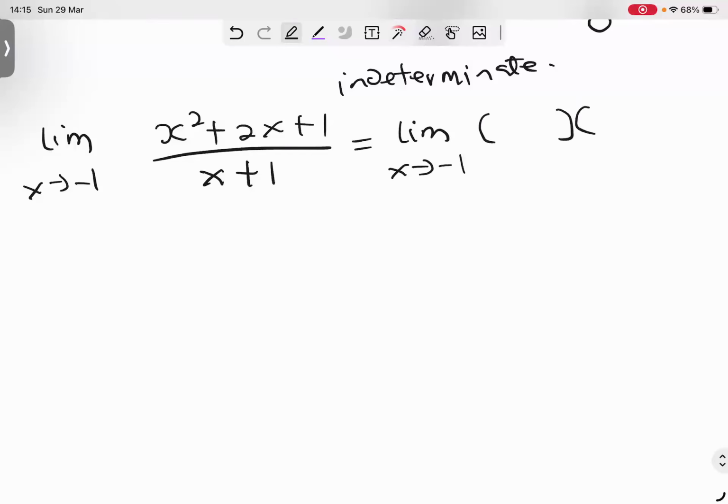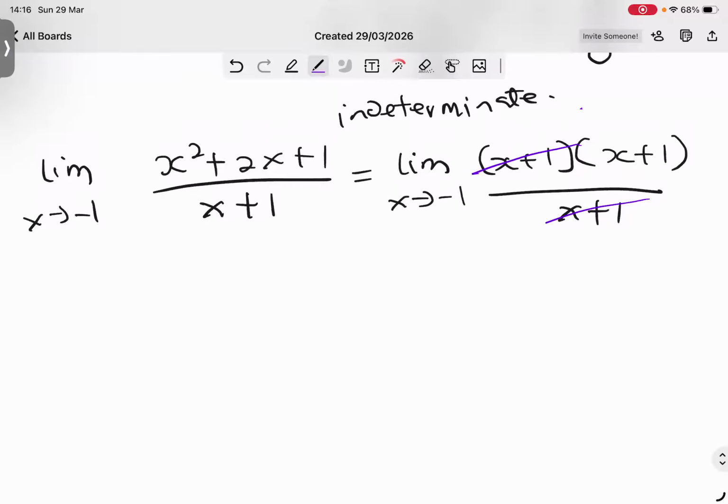What are the two factors of x squared plus 2x plus 1? Is it x plus 1 or 1 plus 1? One x plus 1 multiplying x plus 1. x plus 1 and then x plus 1. All right, so now that we know the two factors, what can we do here? You cancel. Yes. And then you cancel this out.